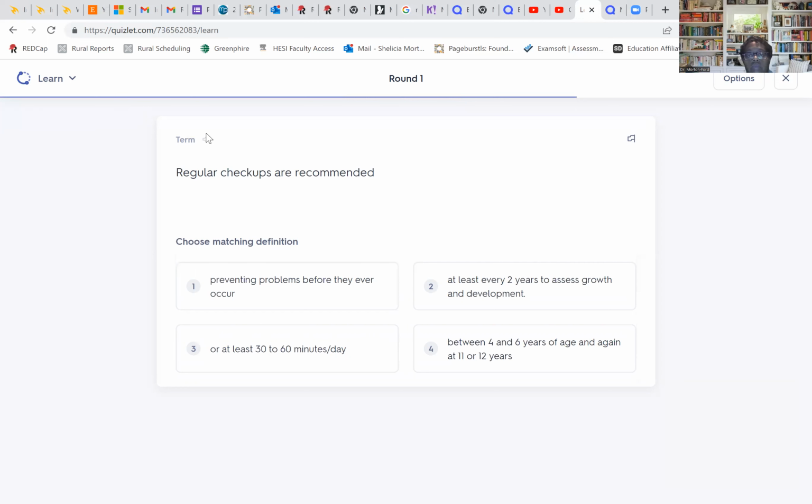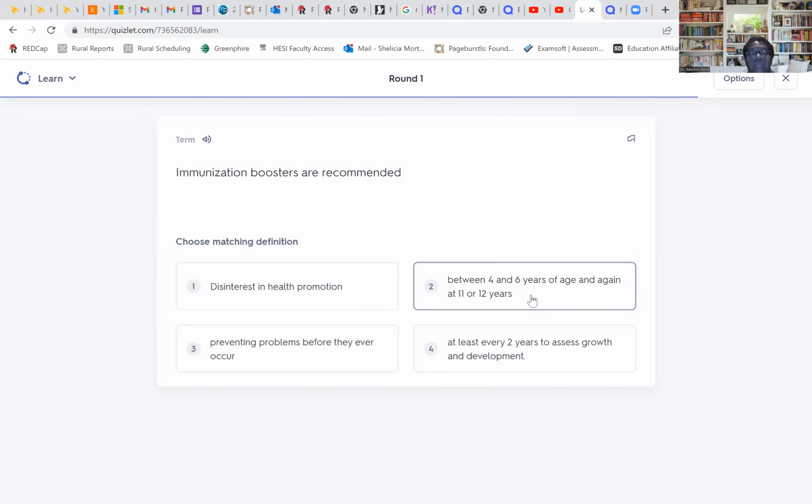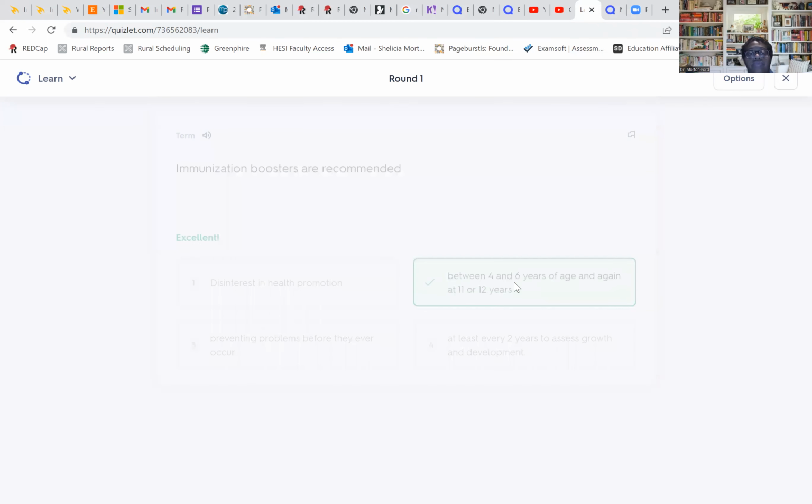Regular checkups are recommended. Regular checkups for children are recommended at least every 2 years to assess growth and development. At a minimum, most people don't wait that long, but at a minimum, because they should meet those milestones within that time frame. Immunization boosters are recommended between 4 and 6 years of age, and again at 11 and 12 years old.